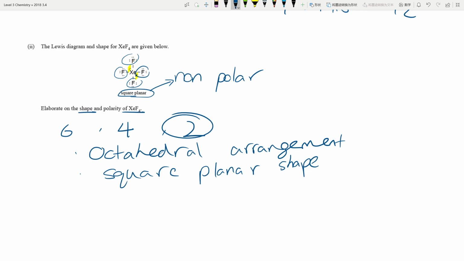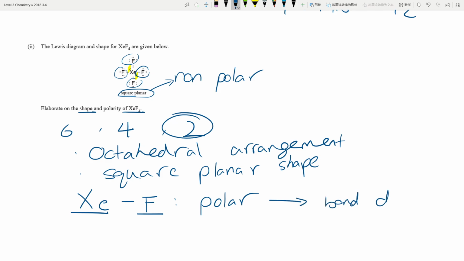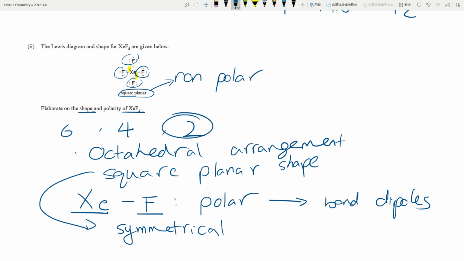Okay, now the polarity, you need to talk about Xe and F. This bond is polar. Why is that polar? Because of the significant electronegativity difference between the two elements, between the two atoms. So the bond is polar, and that will result in bond dipoles. But if you actually look at the square planar shape, if we come back to here, the square planar shape is actually symmetrical. So what that means is that the bond dipoles are arranged symmetrically, and they cancel each other out, and then they spread the charge evenly, and therefore the molecule is non-polar.